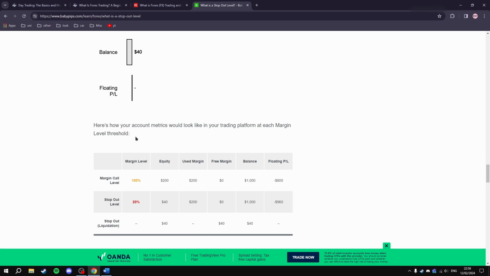Here's how your account metrics will look in your trading platform at each margin level threshold. Margin level 100%, stop out level 20%, stop out liquidation, nothing.